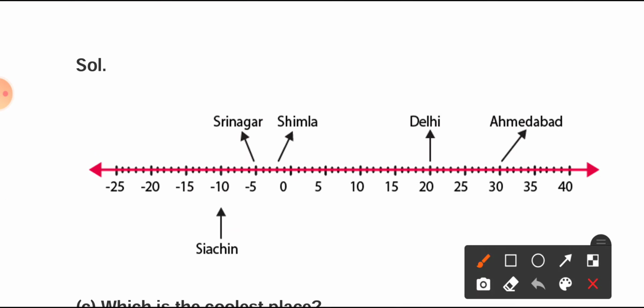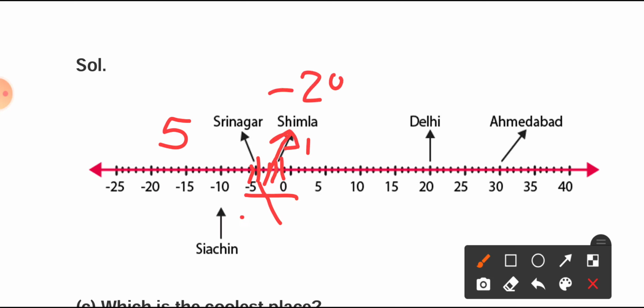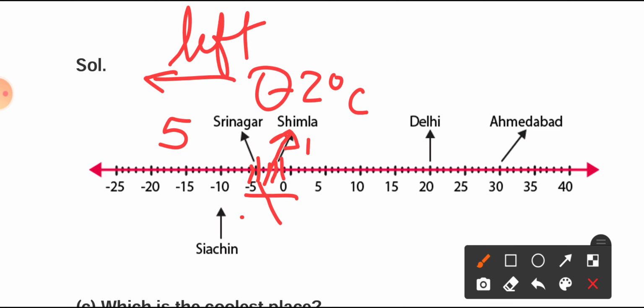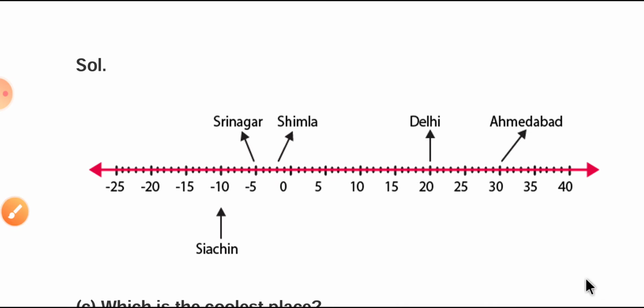So you can see that between 0 and 5, how many divisions have we taken? How much difference is there? Of 5 numbers. It means after 0 it is minus 1, then minus 2, minus 3, minus 4, minus 5. So where is minus 2? On the second line, the second mark after 0. So this is Shimla, minus 2 degrees Celsius, and since it is given as minus, it means it's on the left side after 0, as negative numbers are always less than 0.